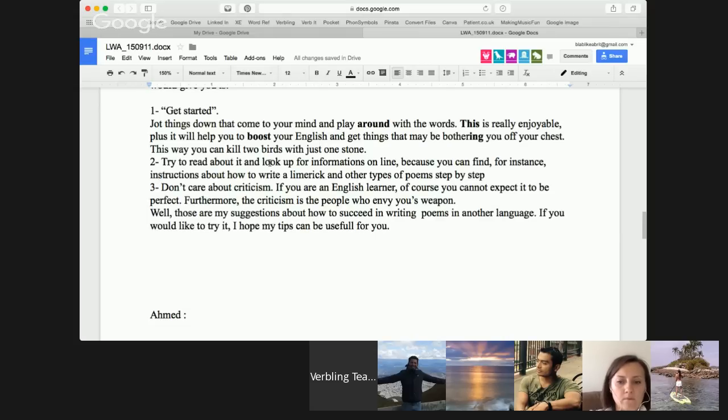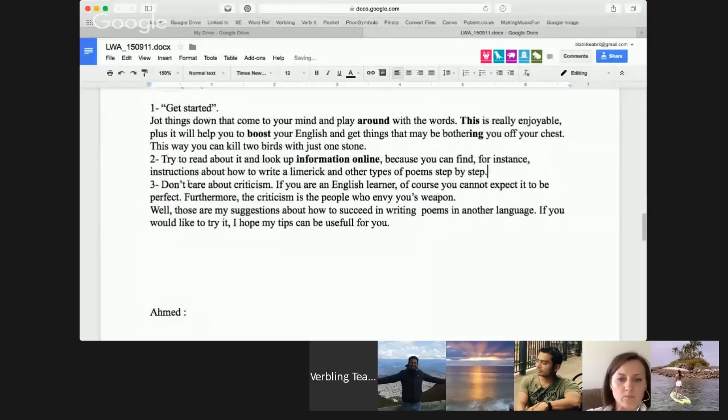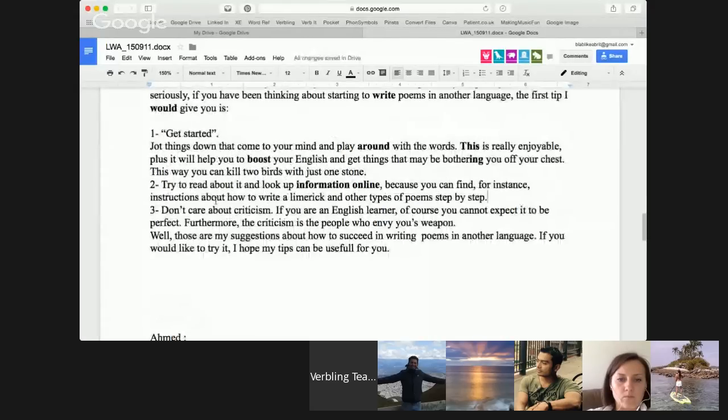Number 2. Try to read about it and look up. We don't say "full," we just look up information online, because you can find, for instance, online is one word if you're talking about the internet, instructions about how to write a limerick and other types of poems step by step. Cool.